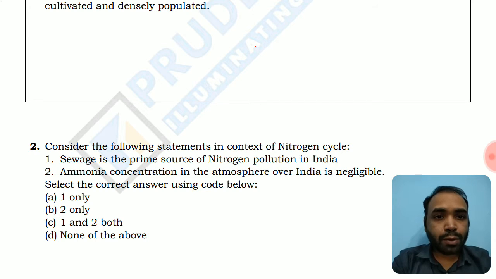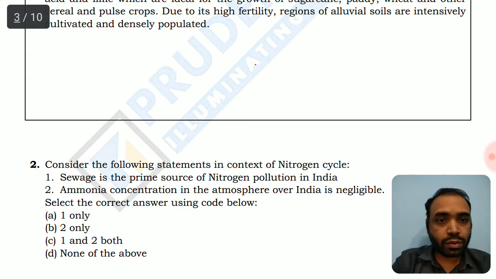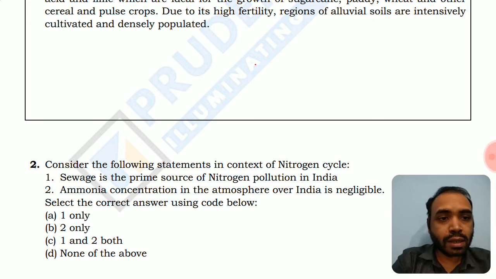The sewage is the prime source of nitrogen pollution in India. Second option is ammonia concentration in the atmosphere over India is negligible. First option is wrong. The prime source of excessive nitrogen is farming and cattle rearing activity, not the sewage. Sewage comes second. So the first and most prominent issue regarding nitrogen pollution, the excess production of nitrogen, the source is the farming activity, not the sewage.